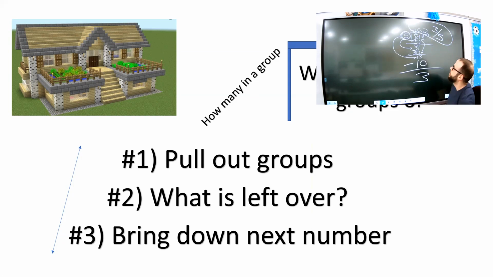So how many groups can you make? How many groups of 5 can you make from 813? Well, you can make 162 and 3/5.